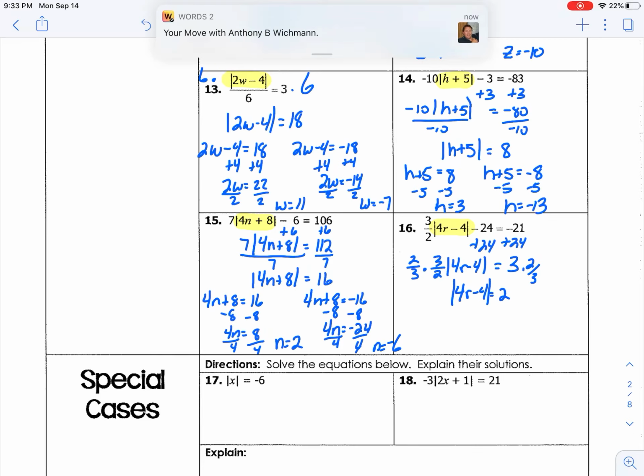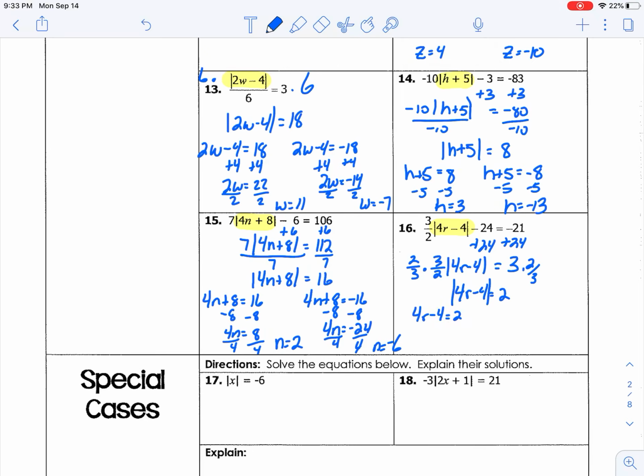And I had to remember that was inside an absolute value. So that means I'm going to have 2 to solve. 4r minus 4 is equal to 2. 4r minus 4 could also be a negative 2. Add the 4 to get 6. We're going to have to divide the 4 out and find out that r is equal to 3 halves.